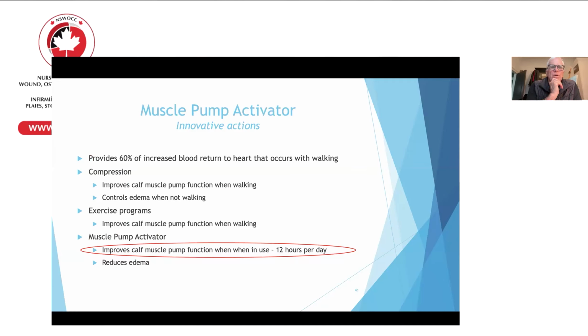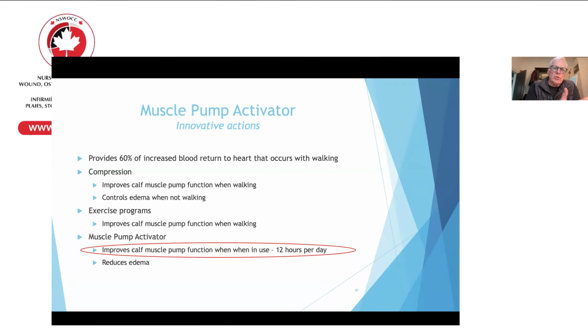So when you think about the muscle pump activator, there's a few things to consider that make it stand out a little bit from the other ways of treating calf muscle pump function. Firstly, one of the things we know is that it provides about 60% of the increased blood return to the heart that occurs with walking. And the key thing there is that's happening while this is on and being activated, and that's recommended for 12 hours a day in patients with venous ulcers. So you're getting this continuous improvement in venous return to the heart, or improvement in calf muscle pump function, for the 12 hours that the patient has this device on.